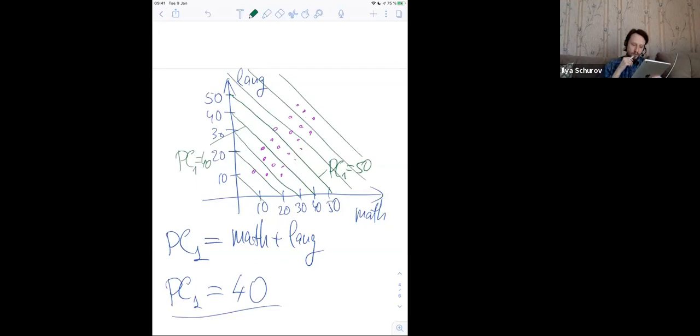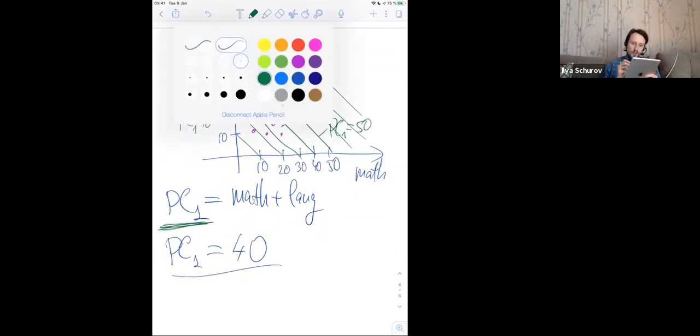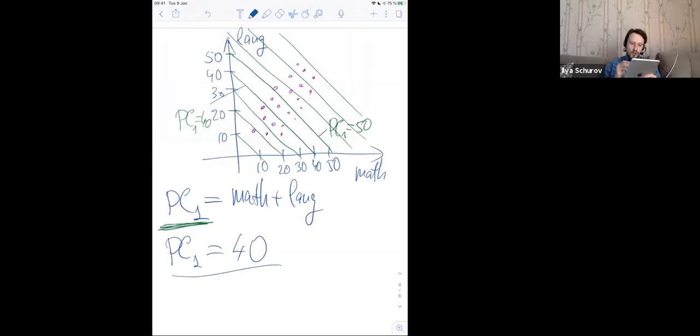Now I want to introduce a new coordinate system. I want to introduce a second new variable. Now PC1 is my first new variable, and I want to introduce a second new variable. We see that our PC1 is changed along this direction. So let me consider a new variable that will change along this direction.